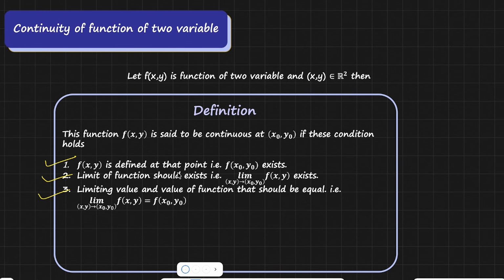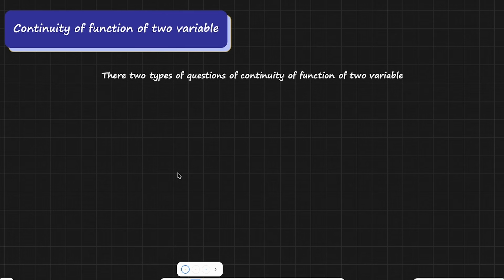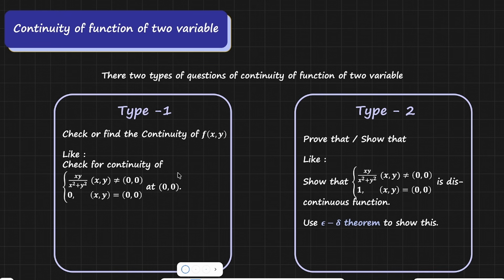If all three conditions are satisfied, then I will say my function is continuous. Let's start with the problem. Again, it has two types of problem. First of all, check the limit, and second is to prove that this is the limit. If any question is related to proving that this function is discontinuous, then you have to use the epsilon delta theorem. Again, if it is like this, check the continuity of, then again I will discuss this theorem.